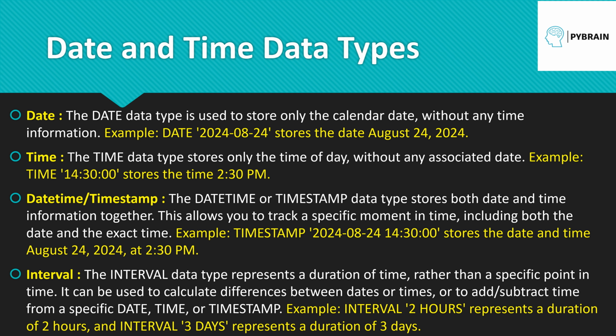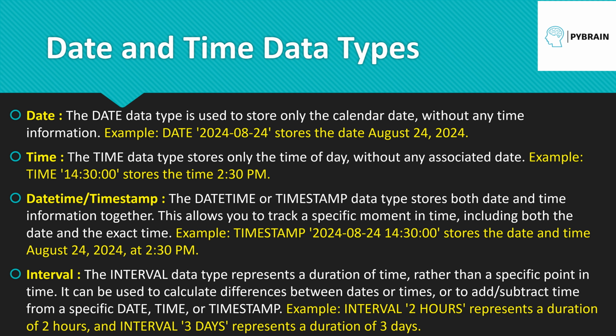Then we have DATETIME or TIMESTAMP. These types store both date and time together. For example, TIMESTAMP 2024-8-24-1430-000 captures August 24, 2024 at 14:30 hours, 2:30 p.m.